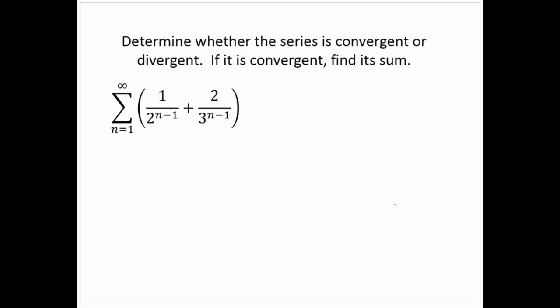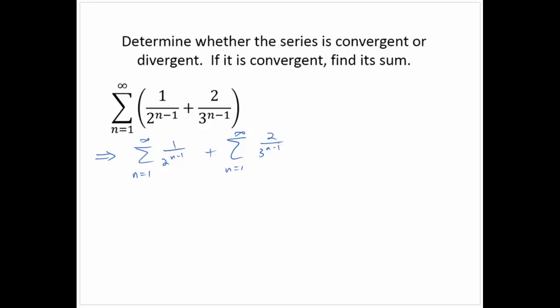All right, let's look at another one. Determine if the series converges or diverges. If it's convergent, find its sum. So the sum from n equals 1 to infinity of 1 over 2 to the n minus 1, plus 2 over 3 to the n minus 1. Like I did before, let me break this up into two: the sum from n equals 1 to infinity of 1 over 2 to the n minus 1, plus another sum from n equals 1 to infinity of 2 over 3 to the n minus 1.